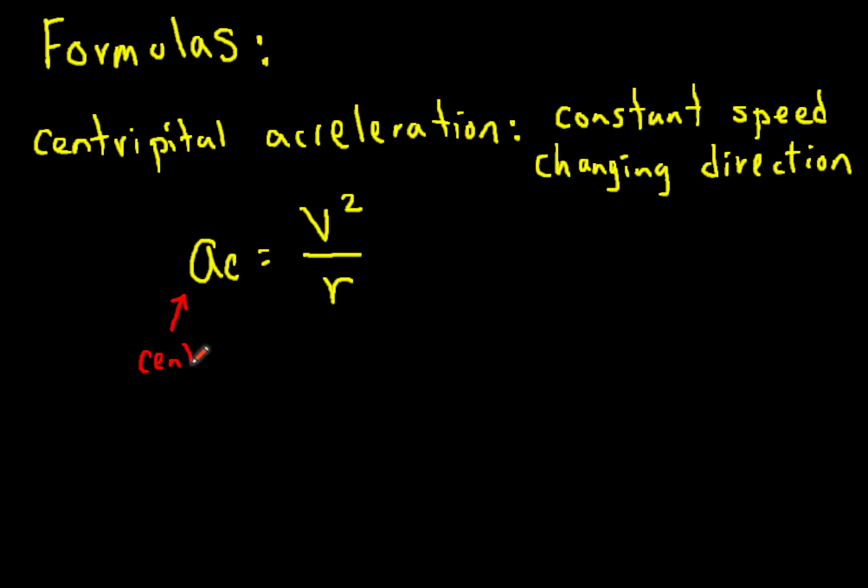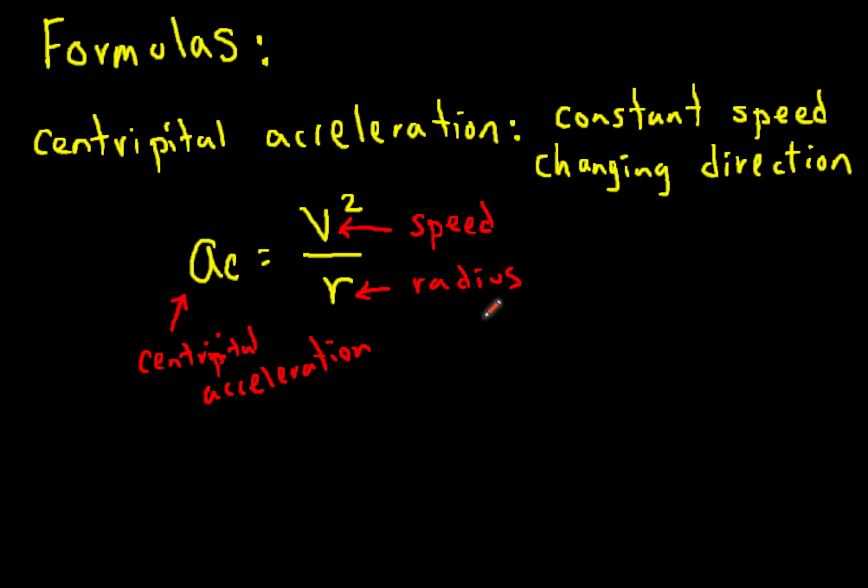a_c stands for centripetal acceleration, or the acceleration in the circular path. v is the speed, because that doesn't change as the object travels around the circle. And r is the radius of the circular path. Acceleration is measured in meters per second squared, radius in meters, and speed in meters per second.